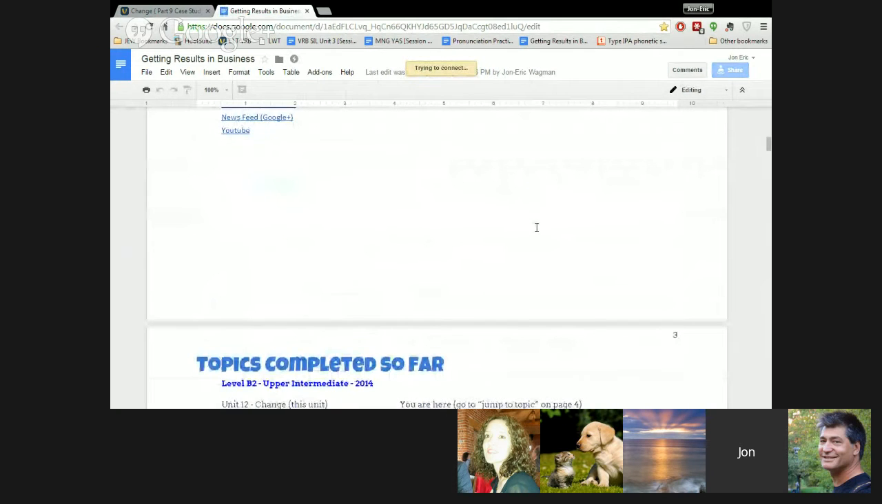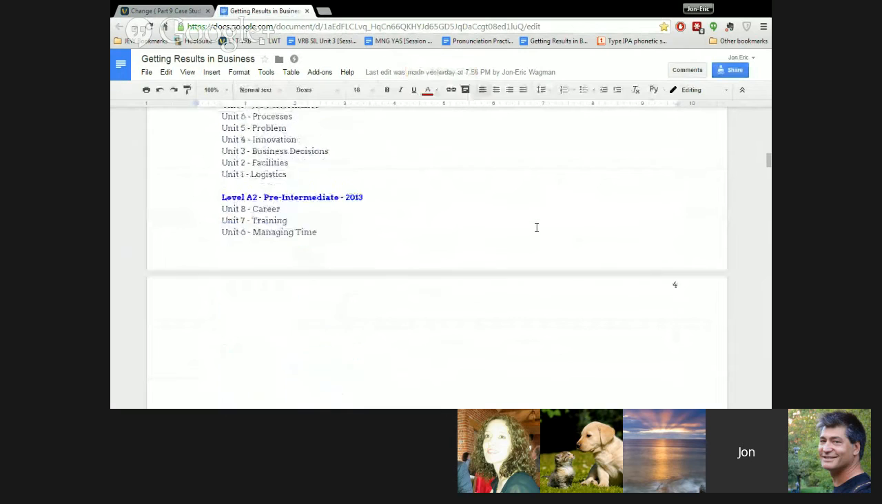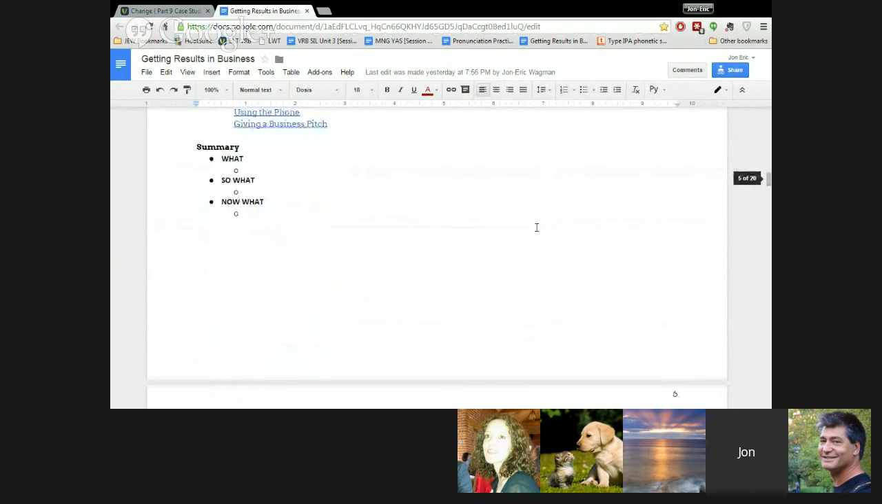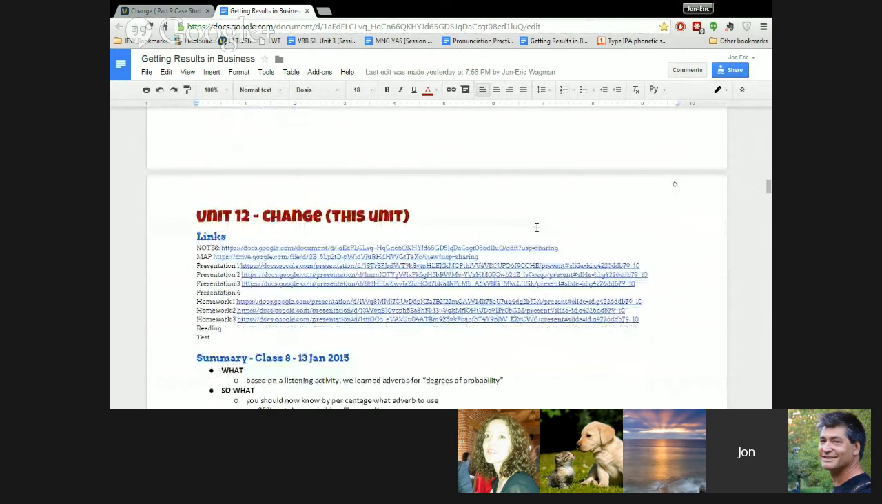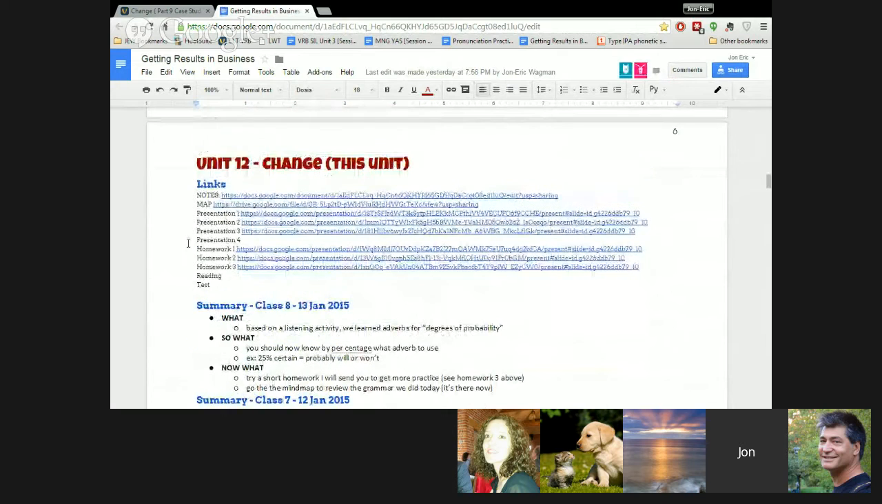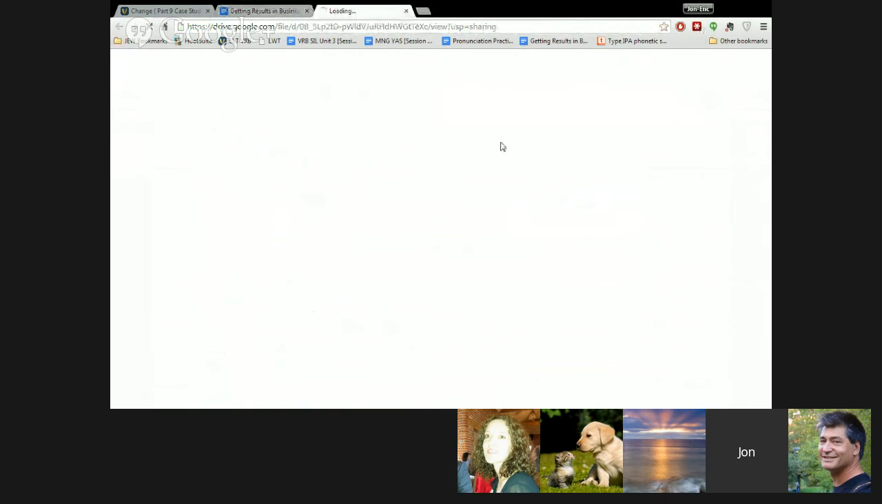Okay, so let me go down to page 6. These are all of our links for Unit 12, which is the unit on change. And I'm going to start by opening the mind map. Now remember, the mind map is not an exercise, it's a test. So it's a test to see how well you can remember something without any context or any kind of clue.